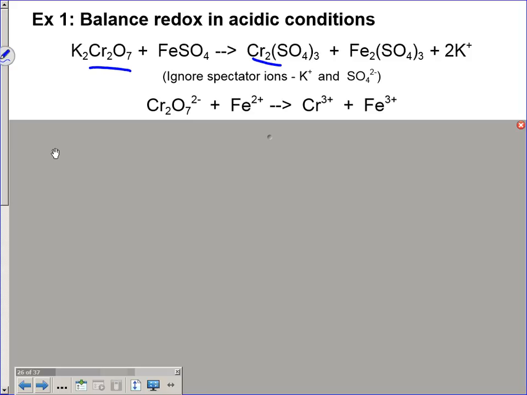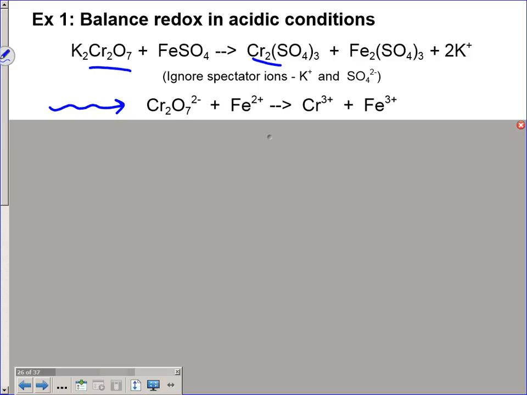The sulfates will cancel out as spectator ions. The potassiums will cancel out as spectator ions. So really, the only thing present is what I have. The only thing actually reacting is what I have right here: dichromate and the iron 2 yield chromium 3 and iron 3. But you've noticed that it looks like the oxygen has disappeared. That's because it's not balanced yet.